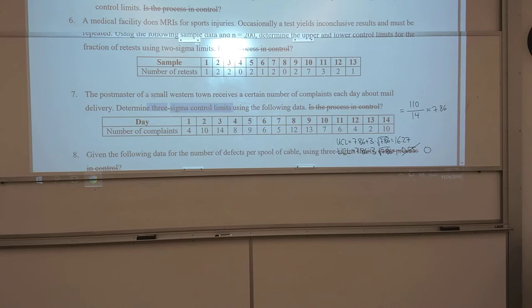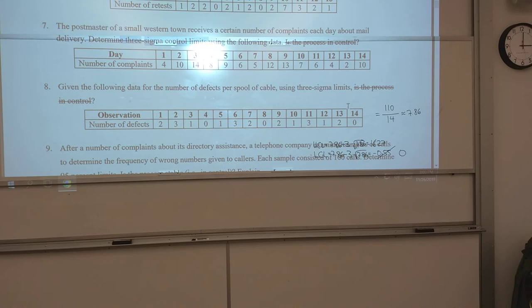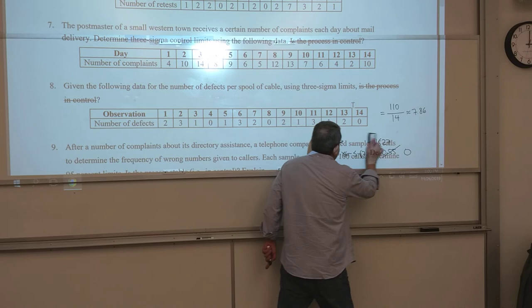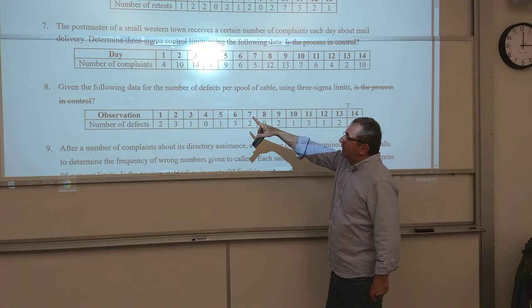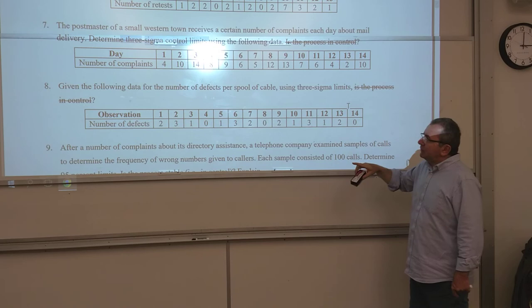Okay. So let's look at question 8. It says, given the following data for the number of defects per spool of cable, using 3 sigma limits, okay? So I cross this out. So again, we have a C chart.